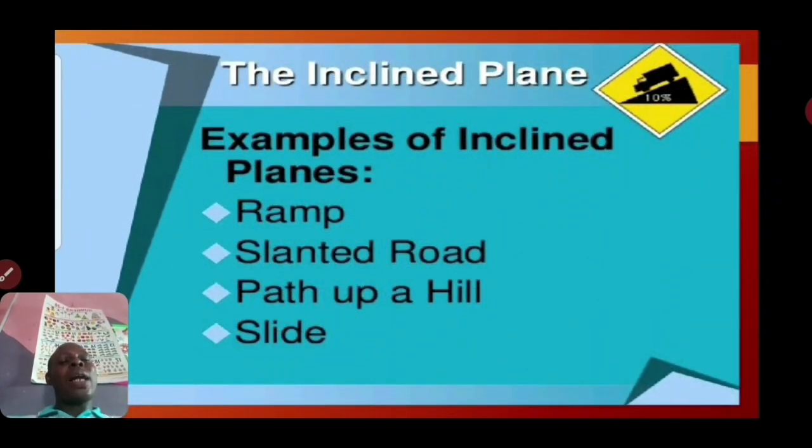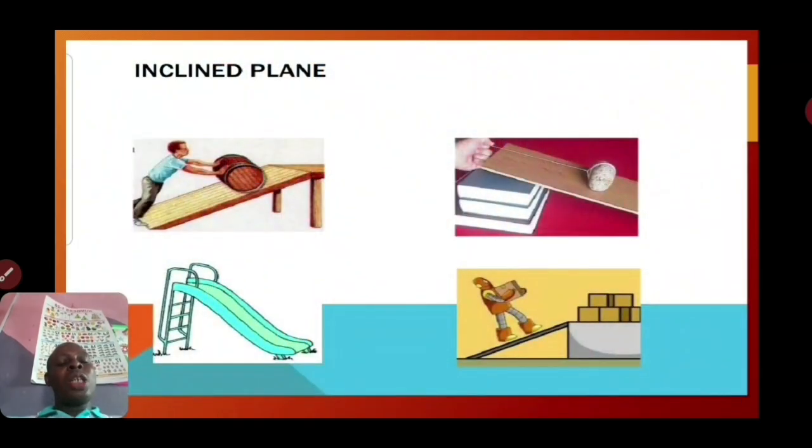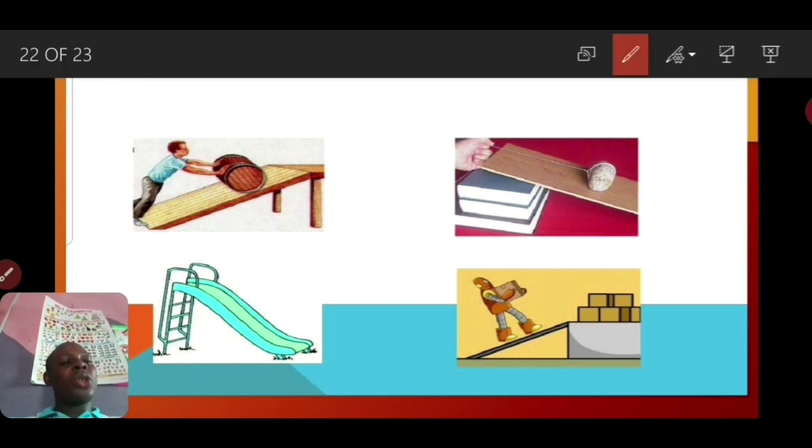Now, examples of inclined plane, we have the ramp, the slanted road, and the slide. Okay. These are examples of inclined plane. You can see them here. You can see the slide. You can see the man here. The man is trying to take something up, and it becomes easier for him. This is the inclined plane.